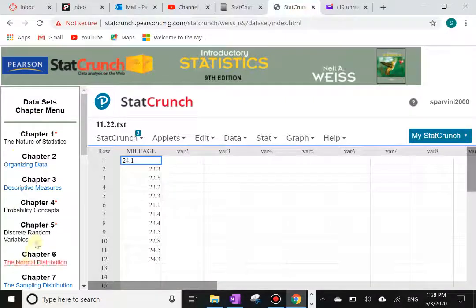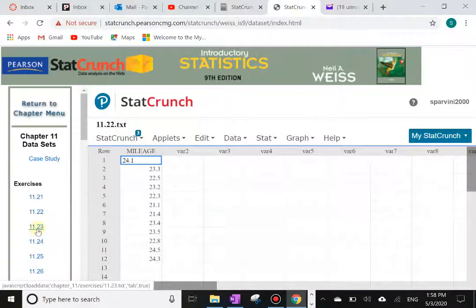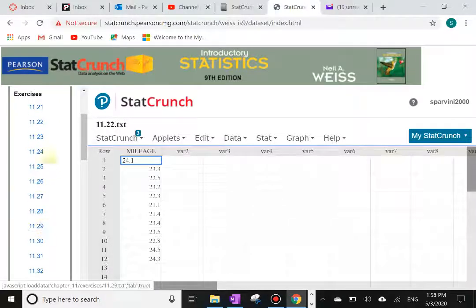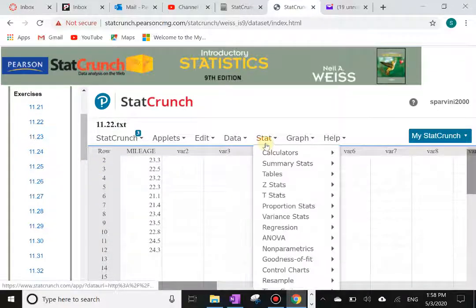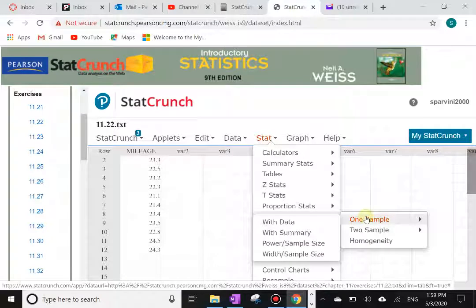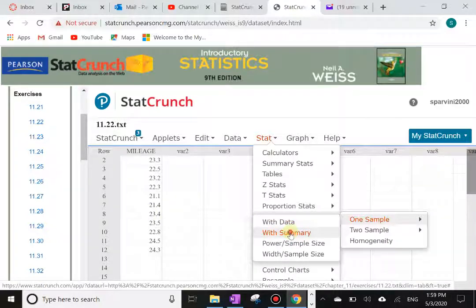So this is what I get when I enter StatCrunch using data sets from the book in my MATLAB. I'm going to chapter 11. And here's a list of all the exercises that have data associated with them. In number 22, you click on number 22. This is what's going to come up. So let's test the hypothesis. I'm going to go stat, variance, stats for one sample. I'm going to go with summary. Although I see the data, next I'm going to use the data option, but let's go with summary.